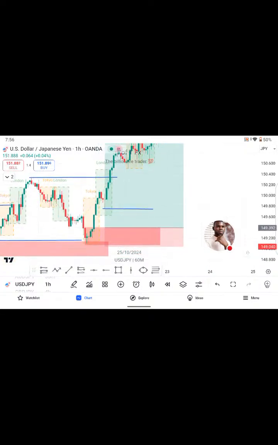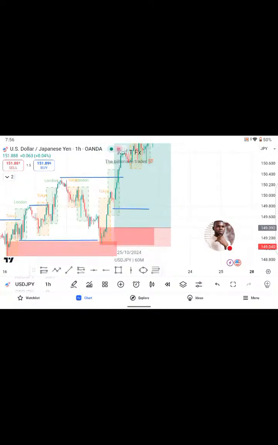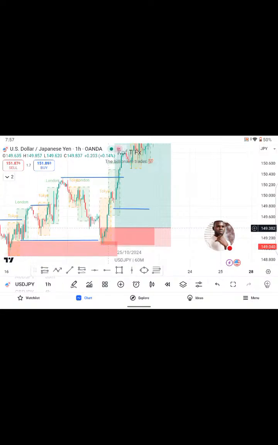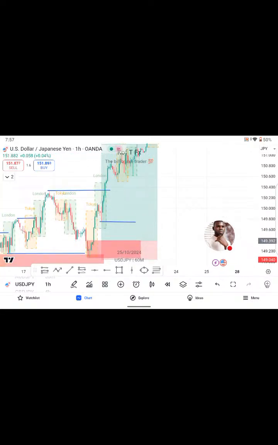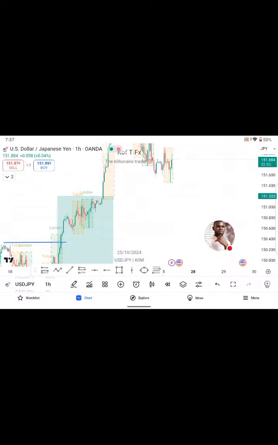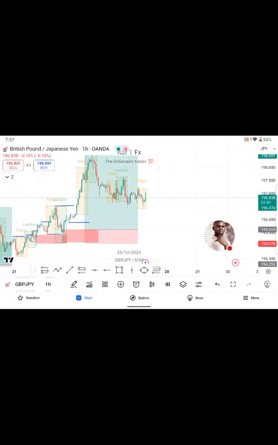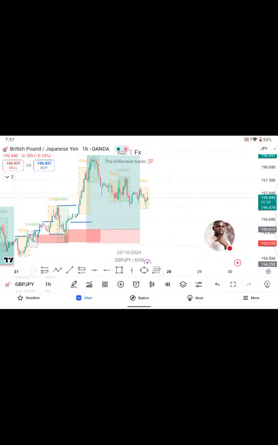This was the analysis I did on Monday. So price hasn't gotten there. For GBP this is what I'm expecting. I'm expecting price to come back to this zone and continue the buy. So still waiting for the setup to be activated.